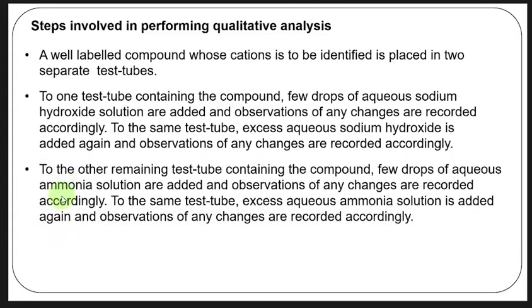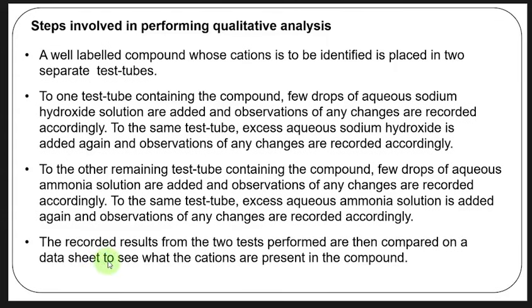Alright, then to the other remaining test tube containing the compound, few drops of aqueous ammonia solution are added and the observations of any changes are recorded accordingly. To the same test tube, excess aqueous ammonia solution is added again and the observations of any changes are recorded accordingly. Alright, so the recorded results from the 2 tests performed are then compared on a data sheet to see the cations present in the compound.